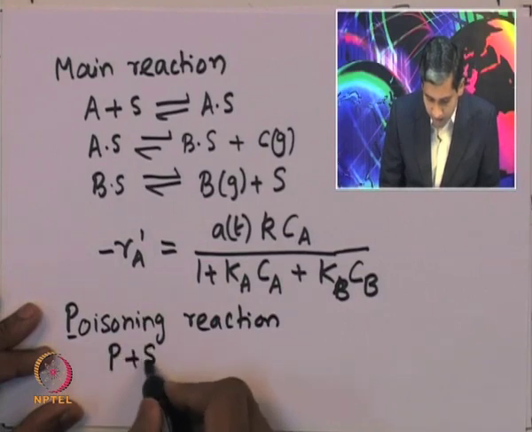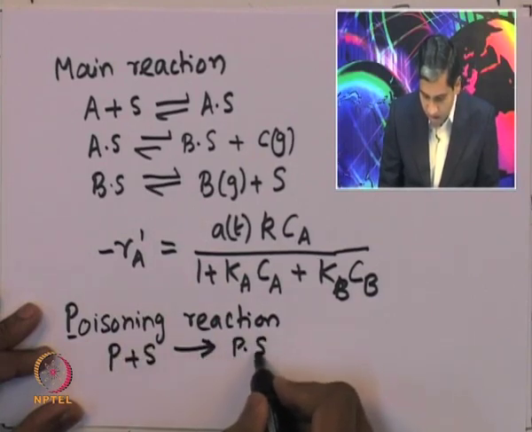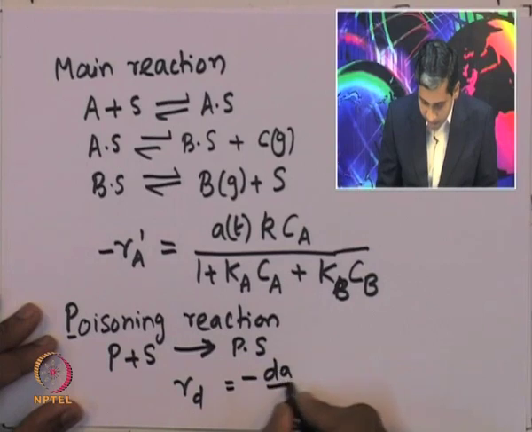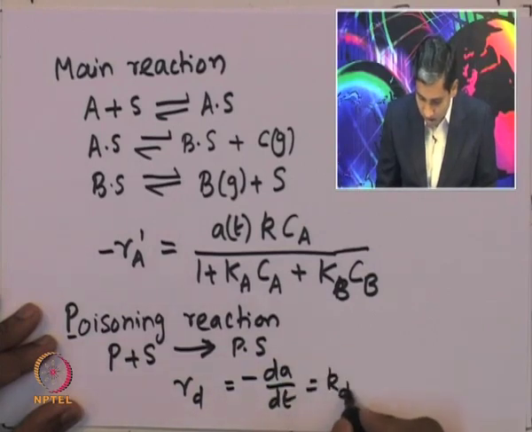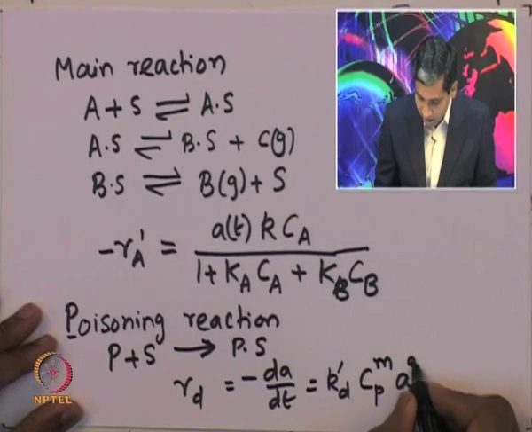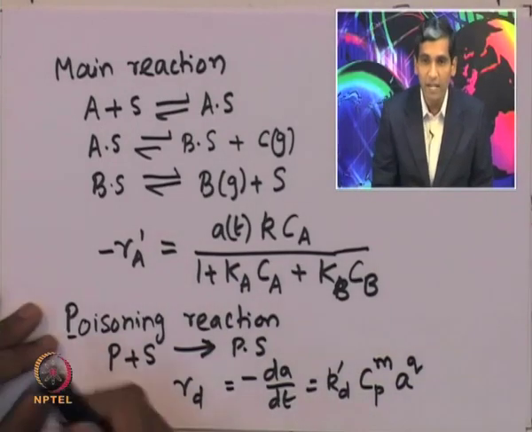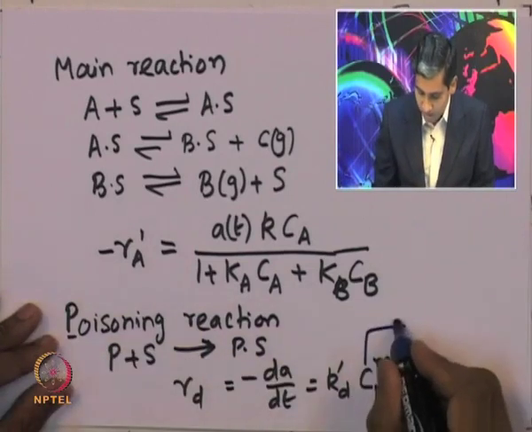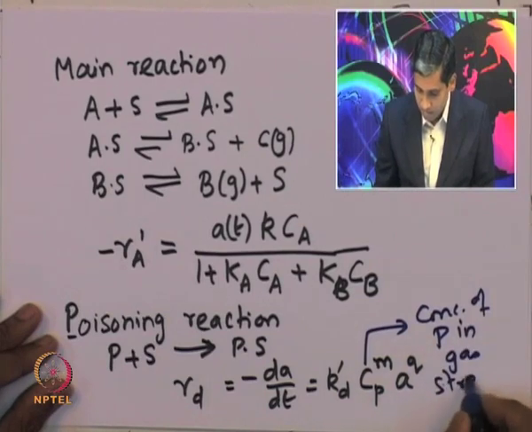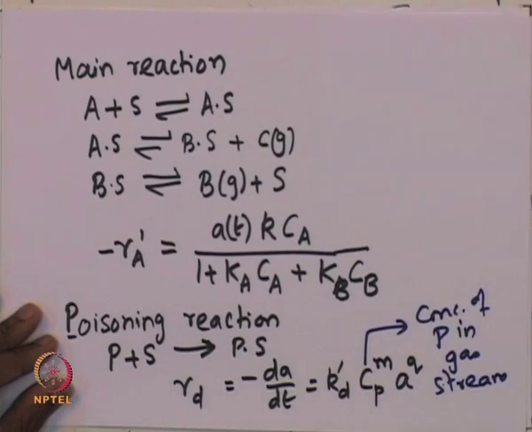So P plus S, which leads to binding of that particular poison, adsorption of the poison onto the active site, and the rate law, the rate of the decay, which is because of the poisoning of the catalyst active site, is given by minus da by dt. That's equal to the specific decay constant k_d prime multiplied by C_P to the power m multiplied by a to the power q, where C_P is essentially the concentration of the poison in the gas stream.